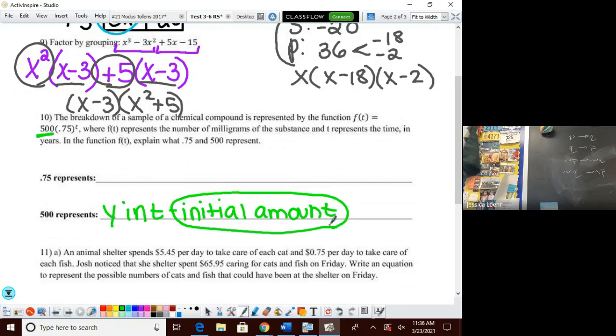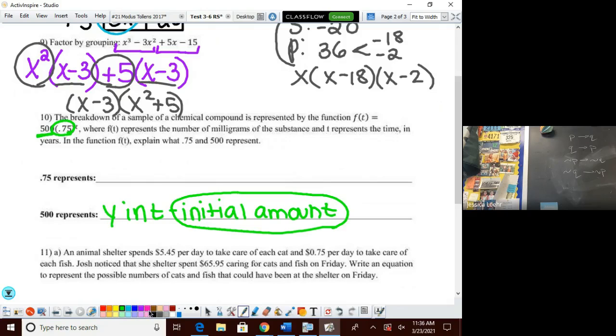So initial amount is what you need to say on your test. Y-intercept is what it actually is in the equation. Once you figure out that it's the y-intercept, you know the y-intercept is the initial amount, or the starting amount, anything like that. 0.75 is your multiplying factor in your parentheses.